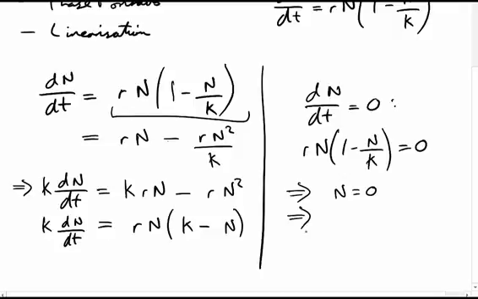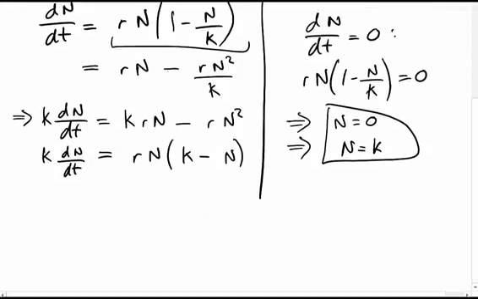So r can't be equal to 0, so therefore n must be equal to 0. And likewise, I can look at this other factor, 1 minus n on k equals 0, and that implies that n on k equals 1, multiply through by k, so I get n equals k. That's my other equilibrium point, n equals k. So those are my two equilibrium points.